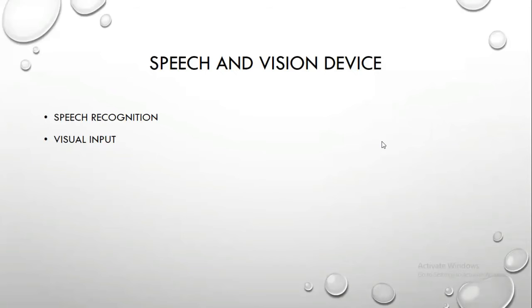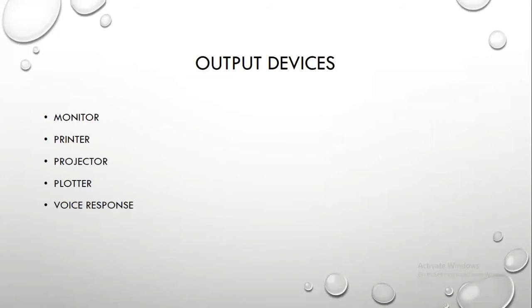Two or three times we have discussed the driverless car, and in that also a visual input device is there, that is a camera, and that input is then sent to the processor that is controlling the car, and accordingly the car is being controlled. Now we are moving to output devices.